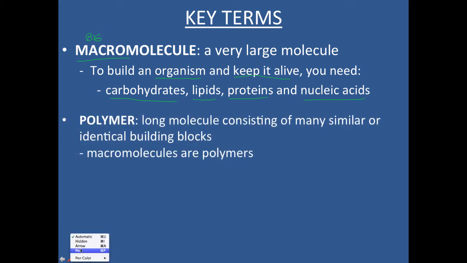The second key word we're going to get into is polymer. The definition of a polymer is a long molecule that consists of lots of similar or identical building blocks. Poly means many, and mer stands for unit. So this is saying there's lots of units. You probably just noticed that the first word, macromolecule, sounds pretty similar to that word. That's because macromolecules are polymers. The reason they're so big is because there's lots of repeating small building blocks.